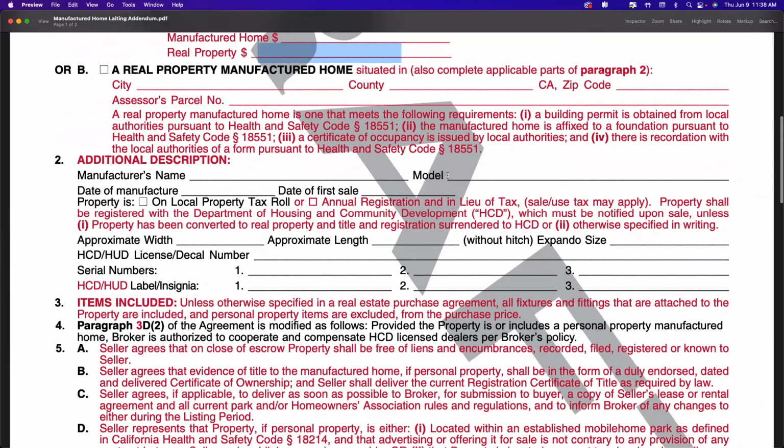There are some references down here to the descriptions. So you have the manufacturer's name, the model number, the date of manufacture, the first sale, whether the property is on the tax roll, or if it's part of the HCD, the Housing and Community Development, which is what most of the mobile homes we're dealing with are, manufactured homes. If you have questions about manufactured home specifics and how that part works, you could talk to Yali at Pacific Escrow. She does the manufactured homes there, and she'll be able to tell you how that registration with the HCD works.